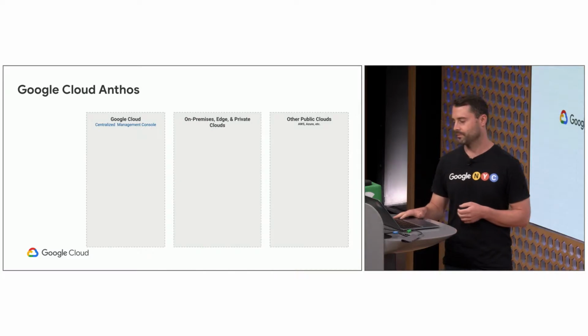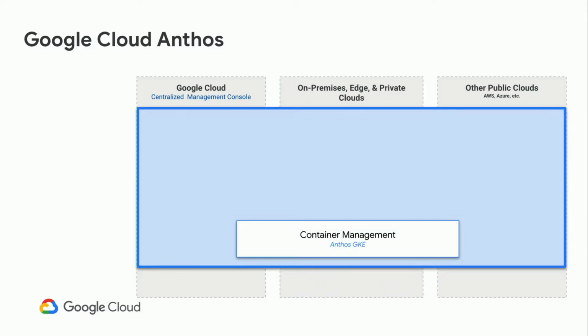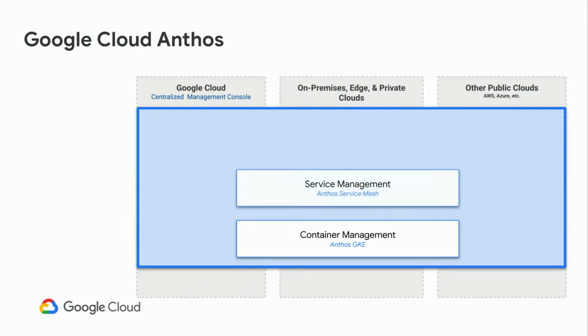What is Anthos? So Anthos is a suite of products that are built around Kubernetes that you can deploy across environments, whether they're on Google Cloud, in your data centers, on bare metal, or in other clouds. The first layer of the Anthos stack is Kubernetes. You can use Google Kubernetes or you could bring your own. On top of that, we offer a service mesh.